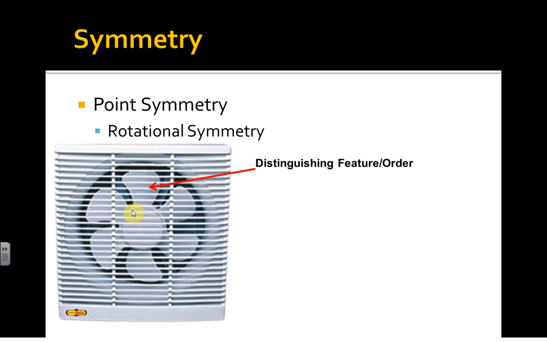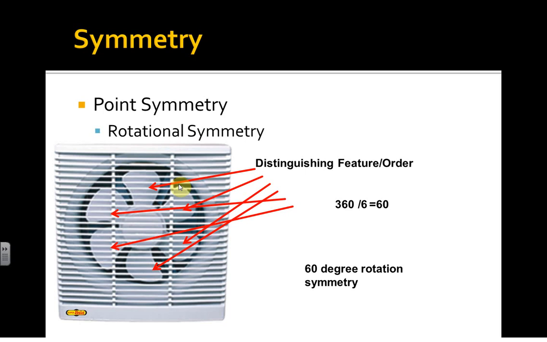So if we're talking about this fan rotating, it has blades, right? The fan blades. So it has 6 fan blades. I can count. That's 60 degrees. So it has a 60-degree rotational symmetry. Every 60 degrees it turns, it looks exactly like it did in the beginning.